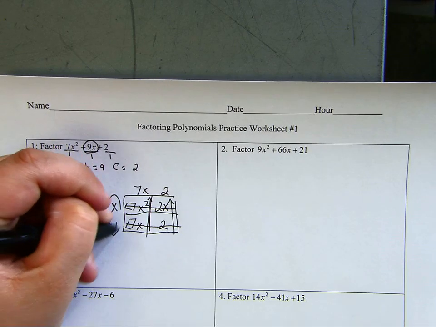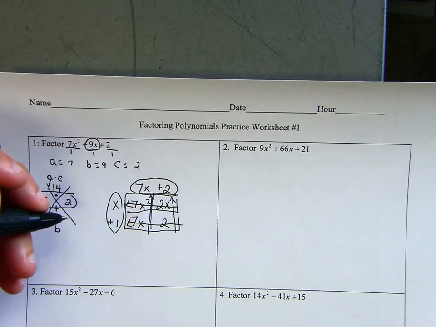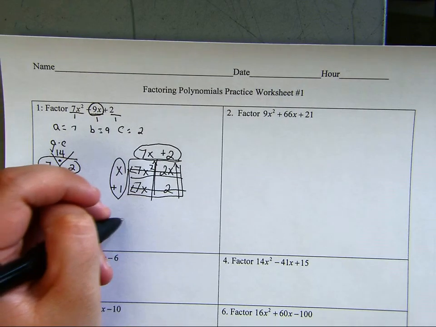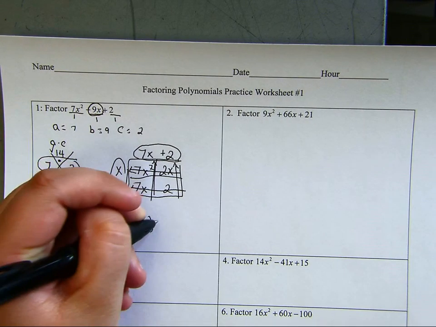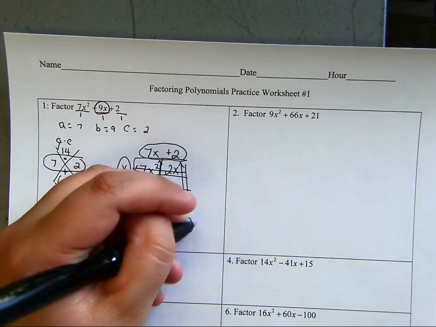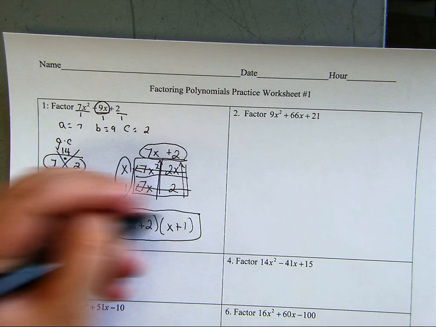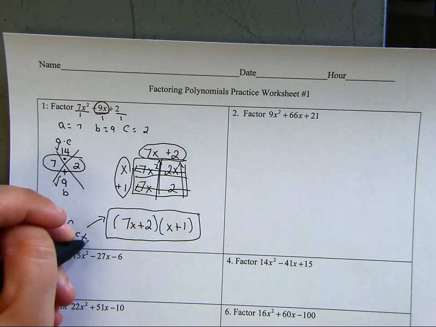You now have your two binomials. So what's on top is a binomial, and what's on the side is a binomial. So your factored form, or your factors rather, is 7x plus 2 and x plus 1. So this is known as your answer. Later on, we will learn that these are actually called factors.